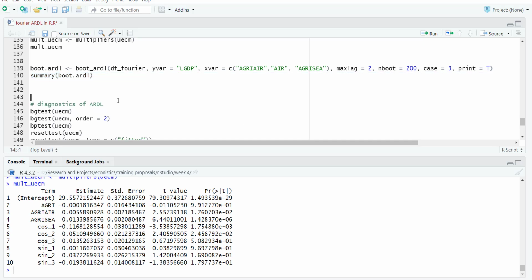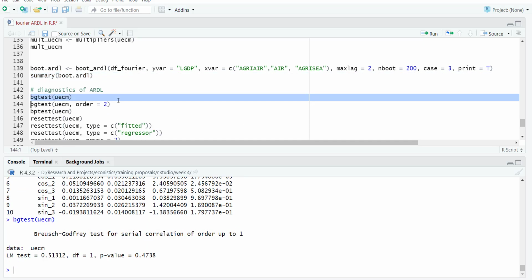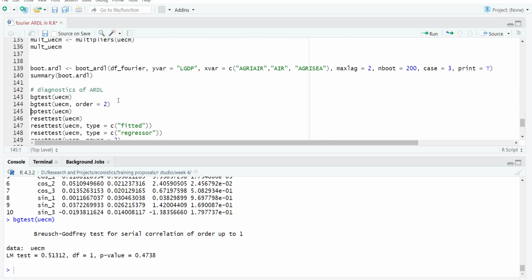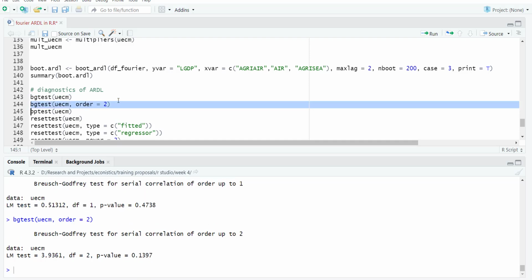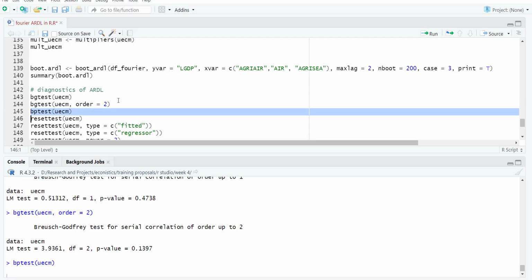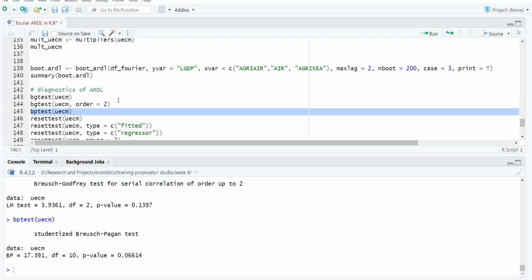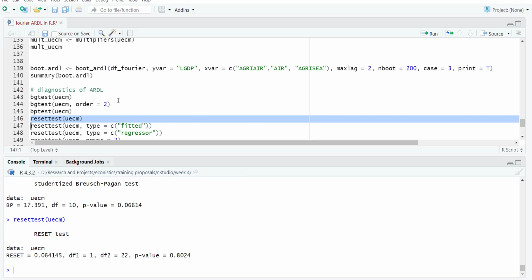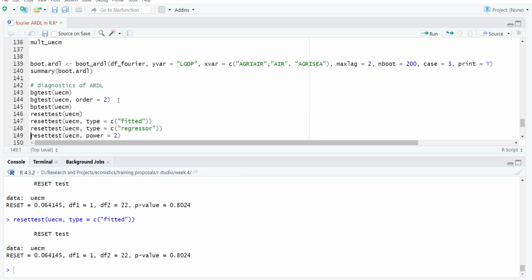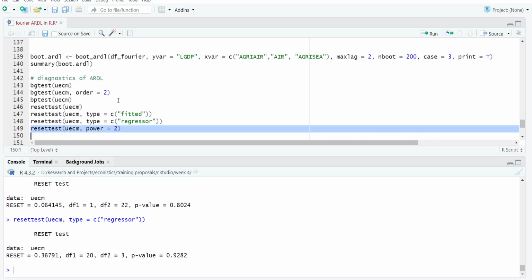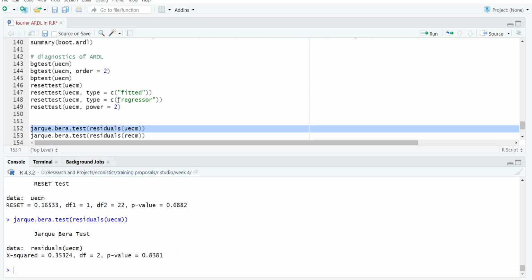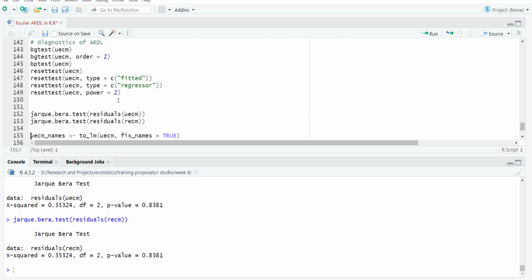Now I will go towards the diagnostics of this FARDL model. This is the autocorrelation test. There is no autocorrelation. This is another method of autocorrelation testing. It's not present. This is another version. It is saying that at 1% there is autocorrelation, and at 10% there is autocorrelation. This is saying that there is no nonlinearity in the model. Otherwise, I would have added squared variables of any of the variables. This is normality. Residuals are normal.